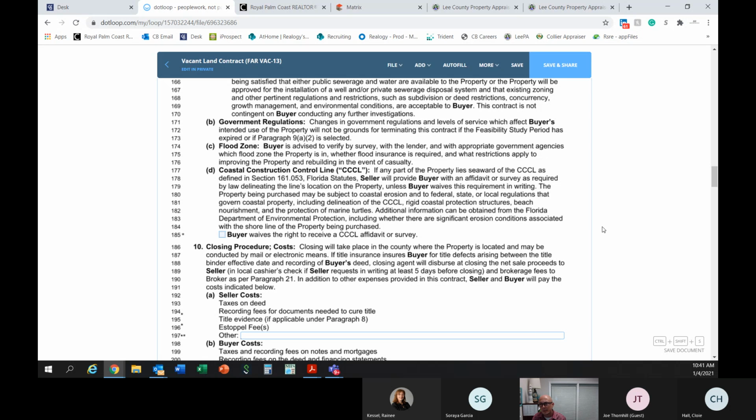Additional information can be obtained from the Florida Department of Environmental Protection, including whether there are significant erosion conditions associated with the shoreline of the property purchased. And buyer waives the right to receive a CCCL affidavit or survey. Okay. And there is a coastal construction control line addendum that can be added to the contract, again for additional protection on that.